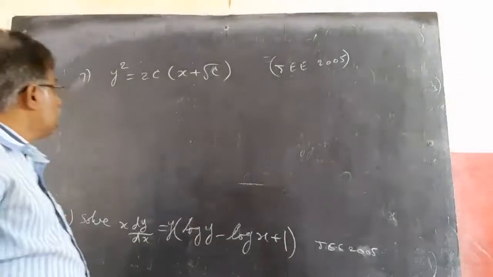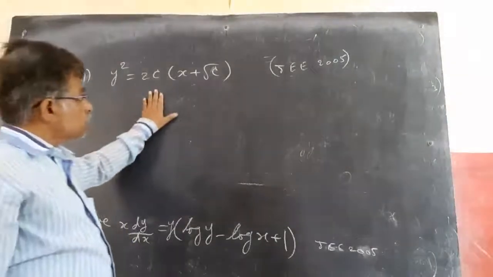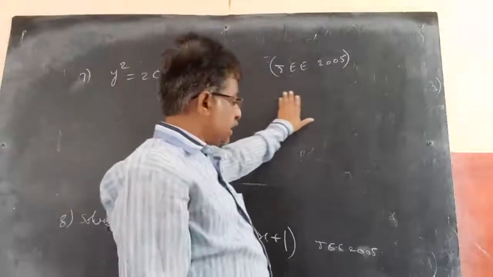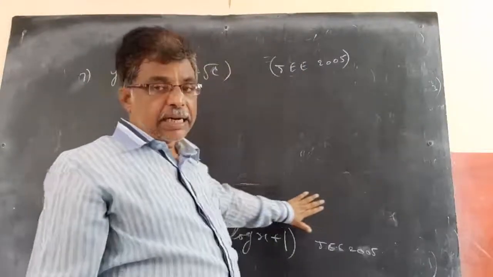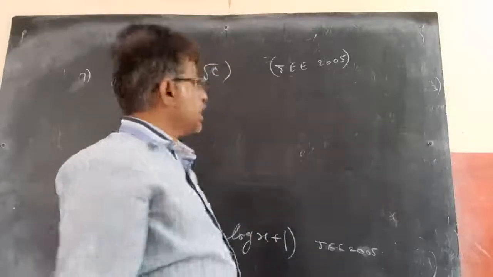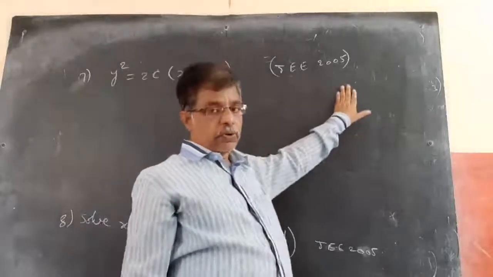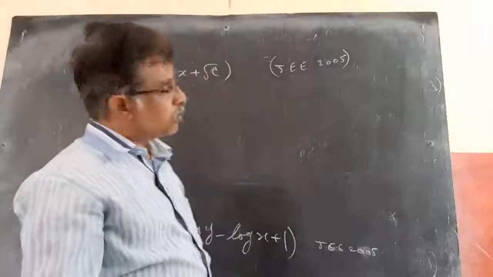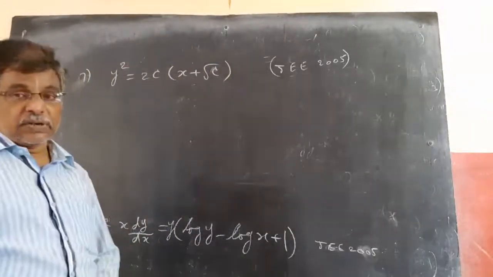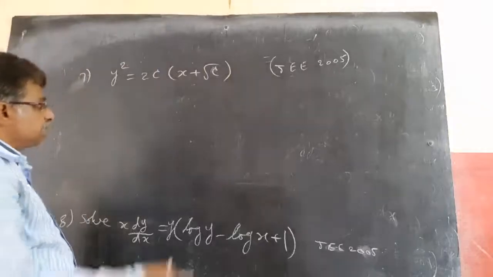Next sum. y square equal to 2c into x plus root c. Then find the order and degree. It is asking the order and degree of the equation. Given in JEE 2005. In 2004 also it was asking order, and again in 2005, order and degree only. Observe, we are solving the equation.